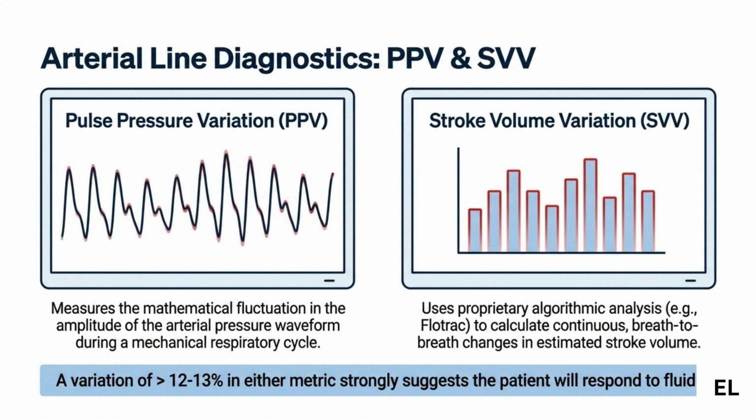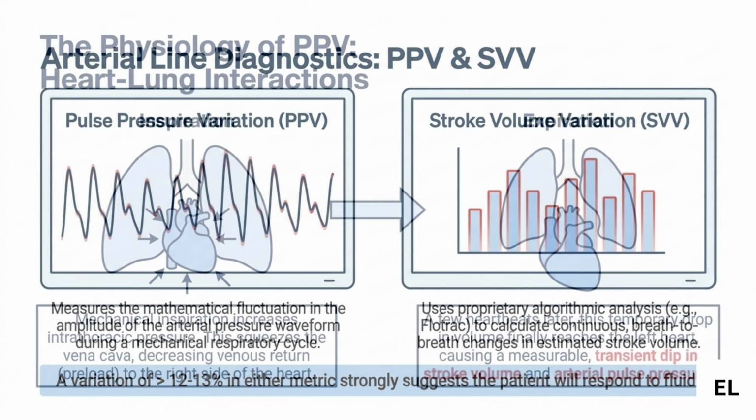Two important dynamic parameters obtained from arterial line monitoring are pulse pressure variation, or PPV, and stroke volume variation, or SVV. PPV measures the respiratory-induced variation in arterial pulse pressure during mechanical ventilation, while SVV evaluates breath-to-breath changes in estimated stroke volume using advanced hemodynamic algorithms such as FlowTrack. During positive pressure ventilation, changes in intrathoracic pressure affect venous return and cardiac output, creating predictable fluctuations in these measurements. A PPV or SVV greater than approximately 12 to 13% strongly suggests that the patient is fluid responsive and likely to benefit from fluid administration. These parameters have become valuable tools for guiding goal-directed fluid therapy in appropriately selected mechanically ventilated patients.